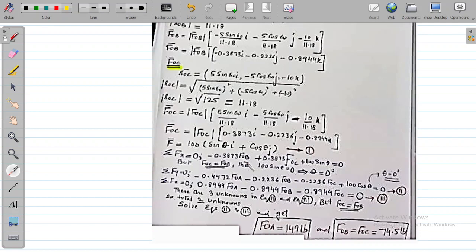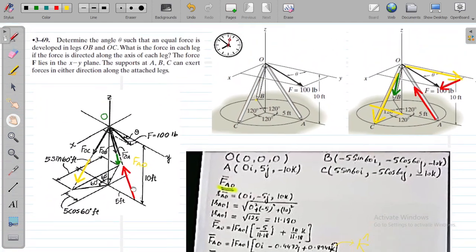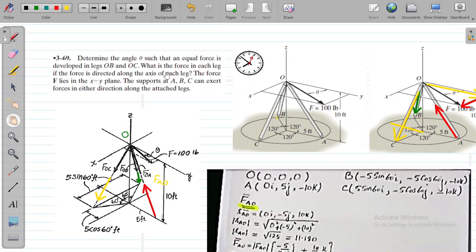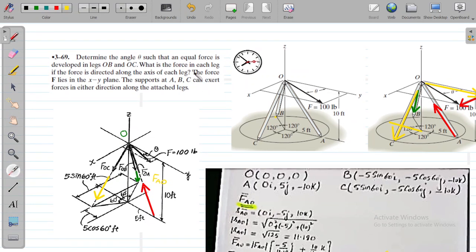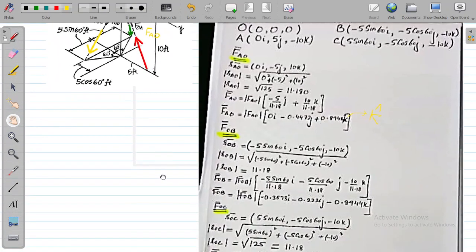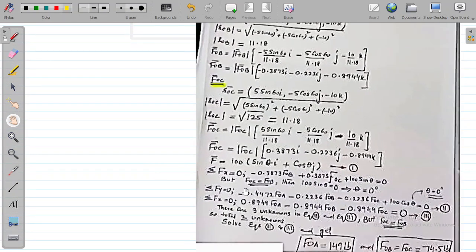Now, but very important, you know that FOB equals FOC. Why? Because in the question he is saying to you that the force F lies in the xy plane, and that you will need to calculate theta such that equal force is developed in legs OB and OC, which means FOB and FOC are equal. Okay, very important concept.